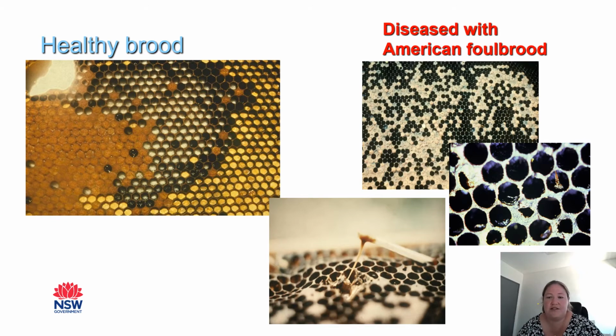And you can see on the right here on the picture in the middle, we have the dried out scale here at the bottom of the cells, and that's at later stages of infection. And then on the bottom slide, we have the brown goopy ropiness test that we look for in AFB. And this is the sample that you would take and send in to us on a smear, or you can collect dead larvae and spread them on a smear as well.